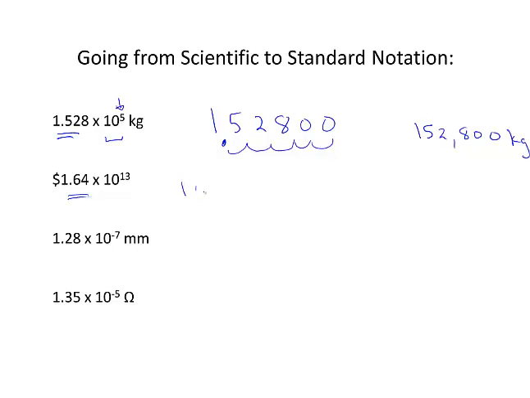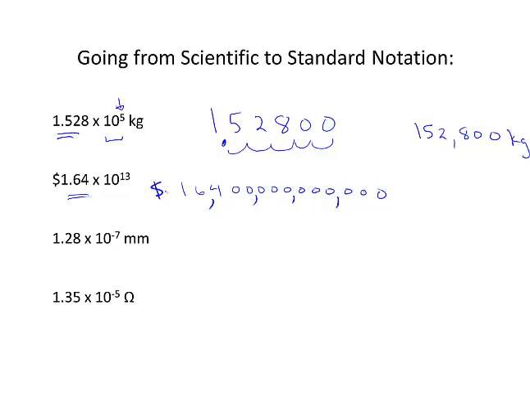Now, I know that I'm going to go 1.64. I've moved 2 spaces already, so now I need 11 more zeros after that. 1, 2, 3, 4, 5, 6, 7, 8, 9, 10, 11 zeros. Okay, now I want to add some commas in. I'm going to erase the original decimal point, add some commas after every 3. There we go. That is what $16.4 trillion looks like.